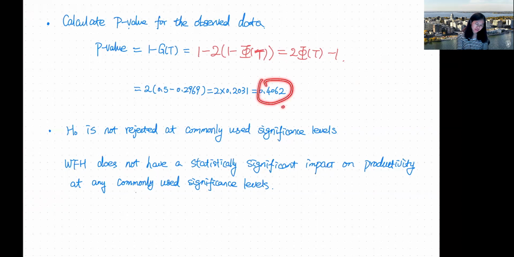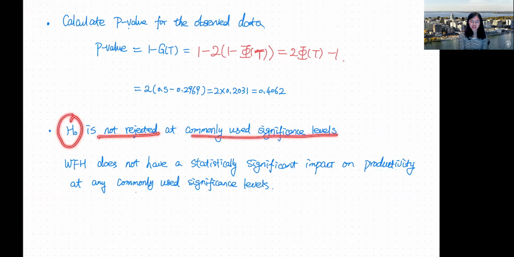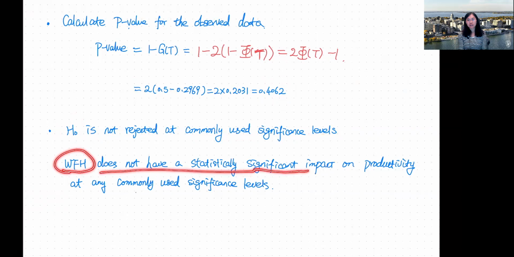And that is not a very small p-value, that's quite large. It's larger than the usual significance levels, 5%, 10%, or even 20%. So you can conclude that H naught is not rejected at commonly used significance levels. Therefore, working from home doesn't have a statistically significant impact on productivity at any commonly used significance levels. So that's how you might do a two-sided test in an example.